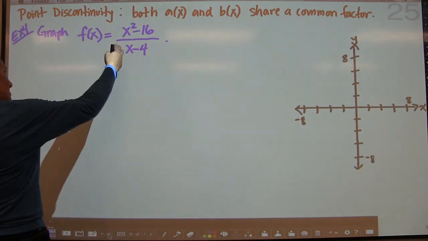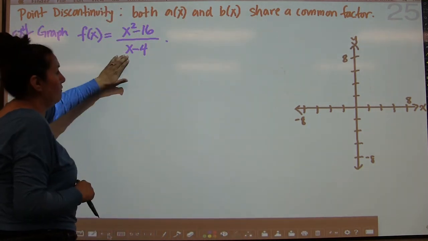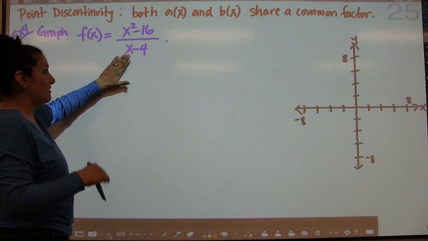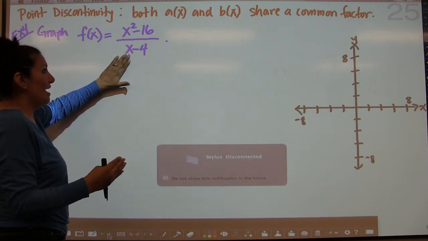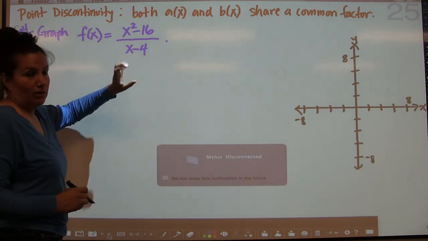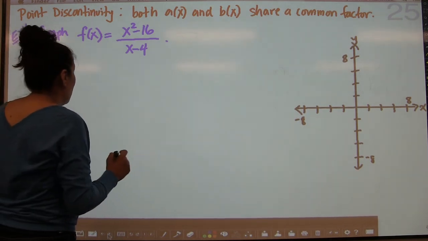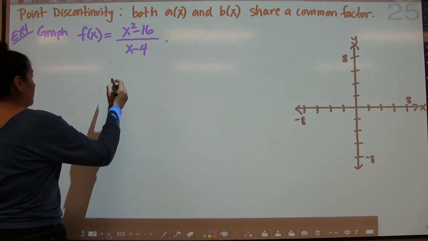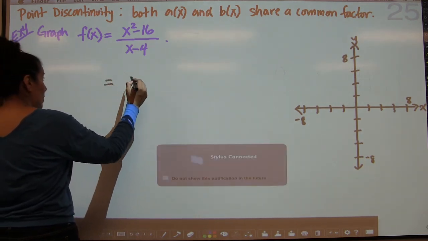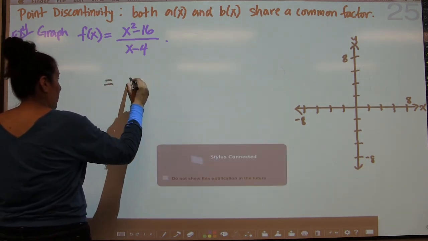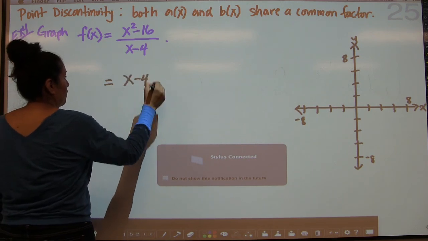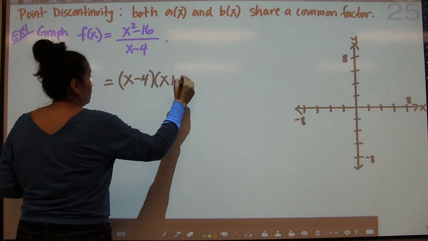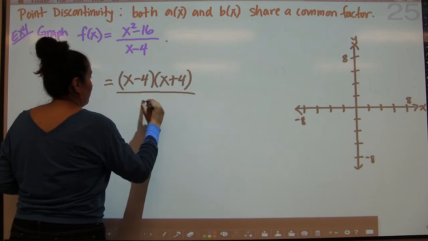And you might look at this and think, oh, it's going to have a vertical asymptote at 4. But it actually won't have an asymptote at 4. It's going to have a gap at 4. And I'll show you how that happens. The first thing you want to do is definitely factor, because the top is a difference of 2 squares, x squared minus 4 squared. You're going to get x minus 4 on top and x plus 4 on top. And on the bottom you have the x minus 4.